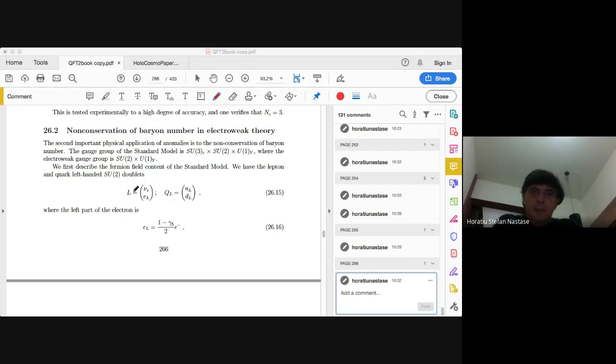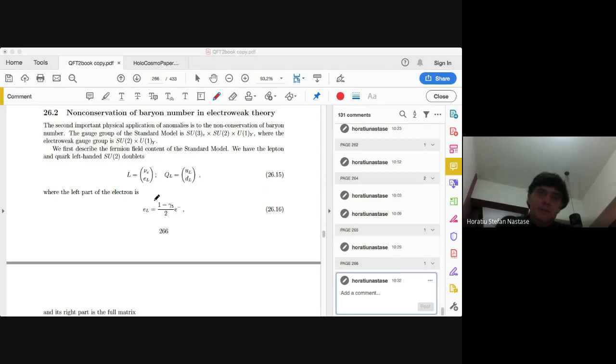As we said, these are written as a doublet of neutrino and electron. We write here E_L, but by E_L we mean the various fields: e left, mu left and tau left.